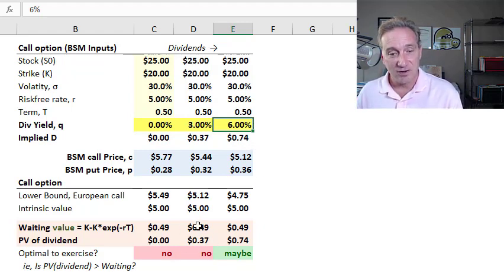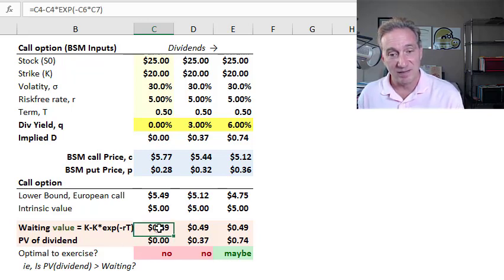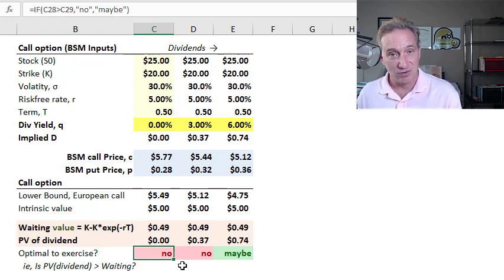And so then I can go down here to a simple test. I can compare the value of waiting, or not early exercising, to the present value of the dividend. Because consider here the non-dividend paying stock. Early exercise gets me no dividends, because it's a non-dividend paying stock, but if I don't exercise, I enjoy the benefit of waiting, which has a value of 50 cents. If I do exercise, I get the dividend, but it has zero value. And per that general rule, it's never optimal to exercise.